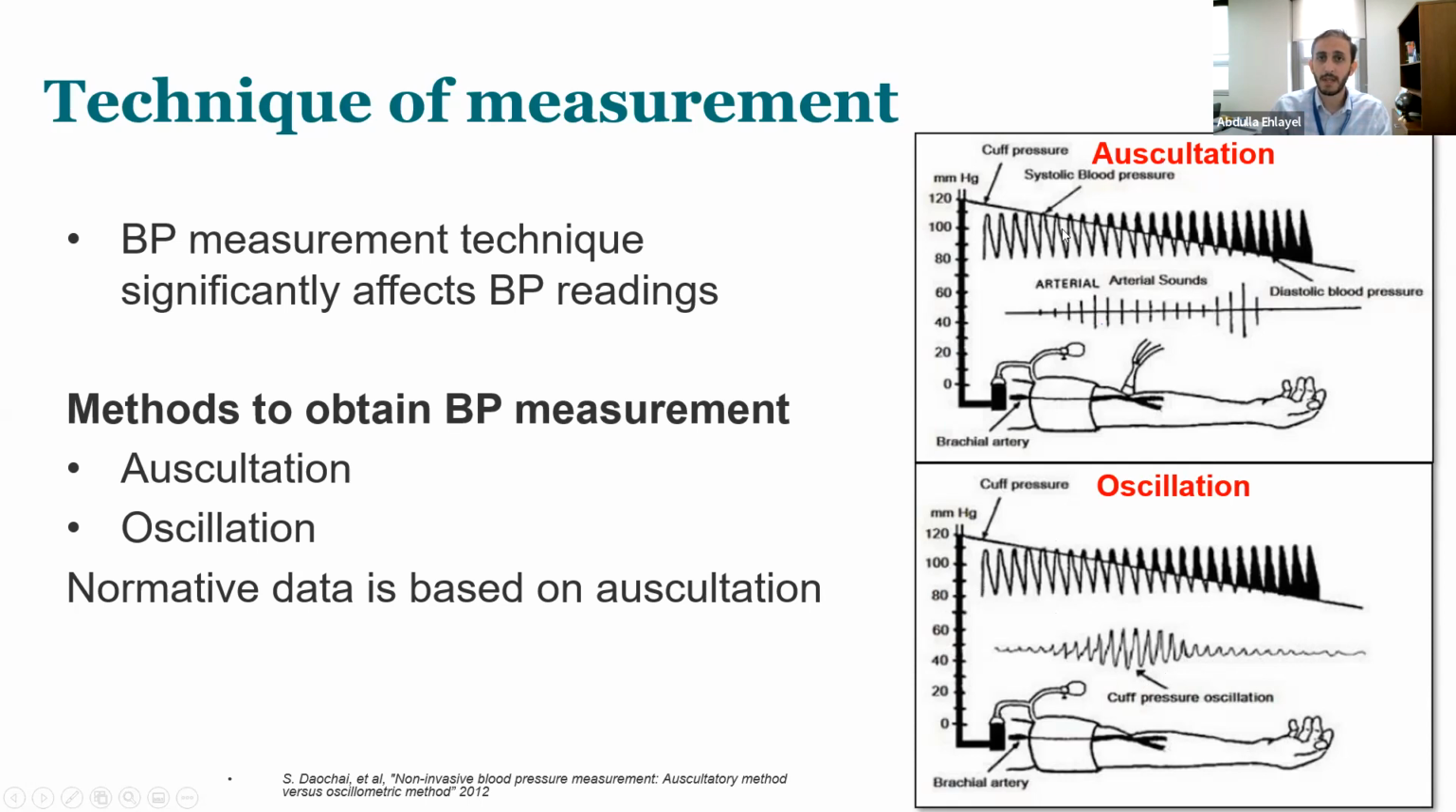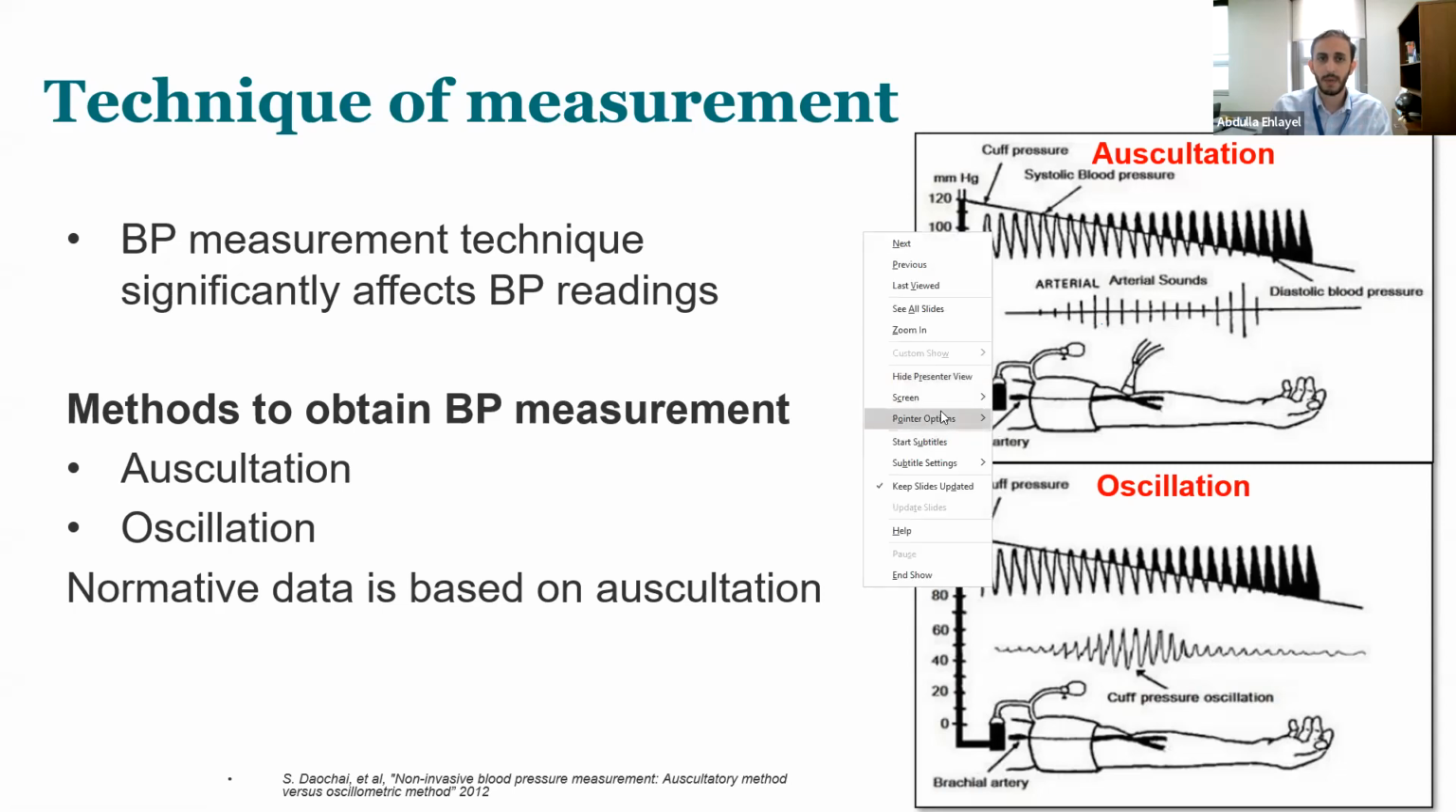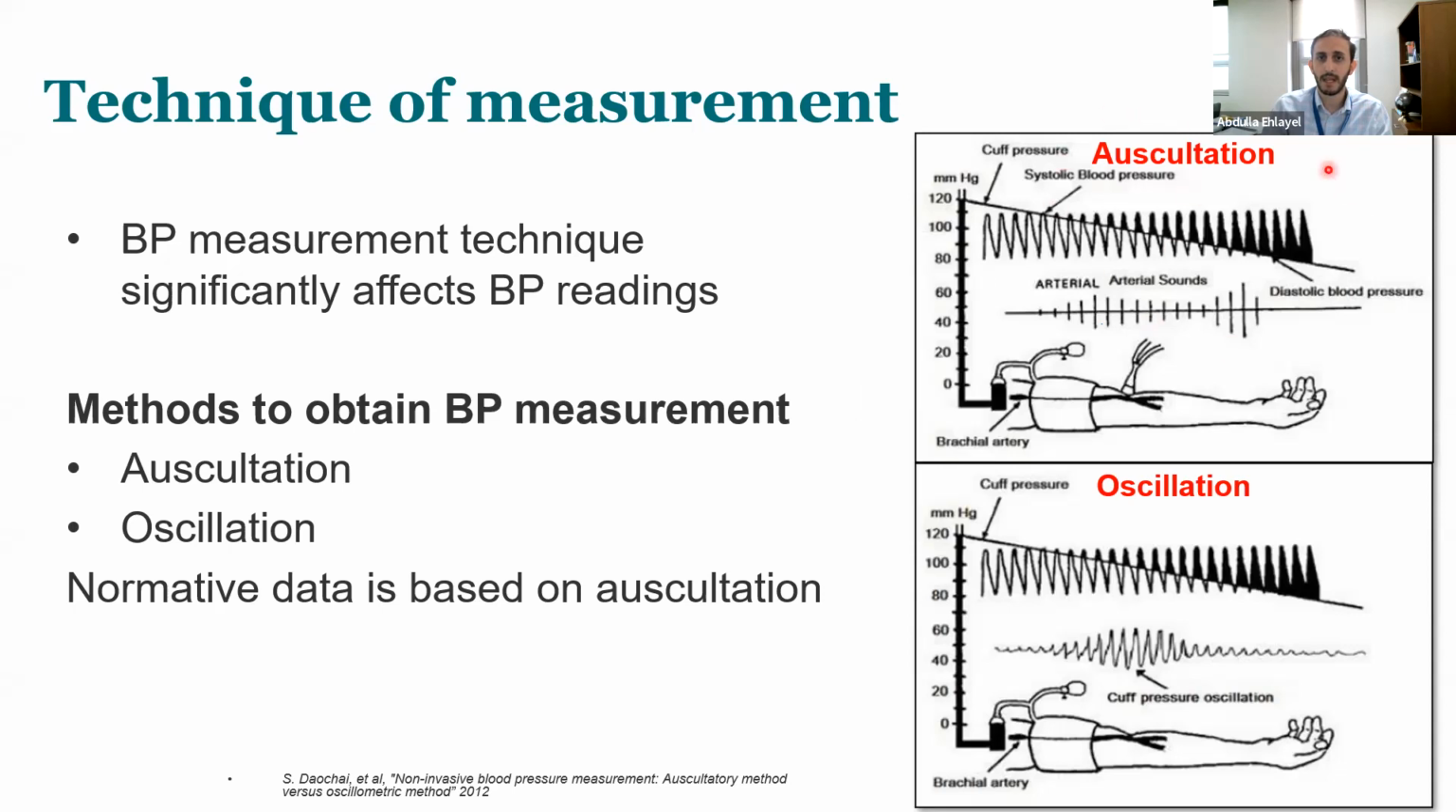The reason why we say auscultation is better is because the normal numbers that we use were all developed using auscultation. And so that's why we say we have to rely on auscultation. But oscillation, the automatic method, is more convenient. مش هيك؟ بالعيادة بالمستشفى أسهل إن الواحد يستخدم الoscillation. It's faster to get a reading. And so if you have an abnormal reading by oscillation, you should confirm it with auscultation.